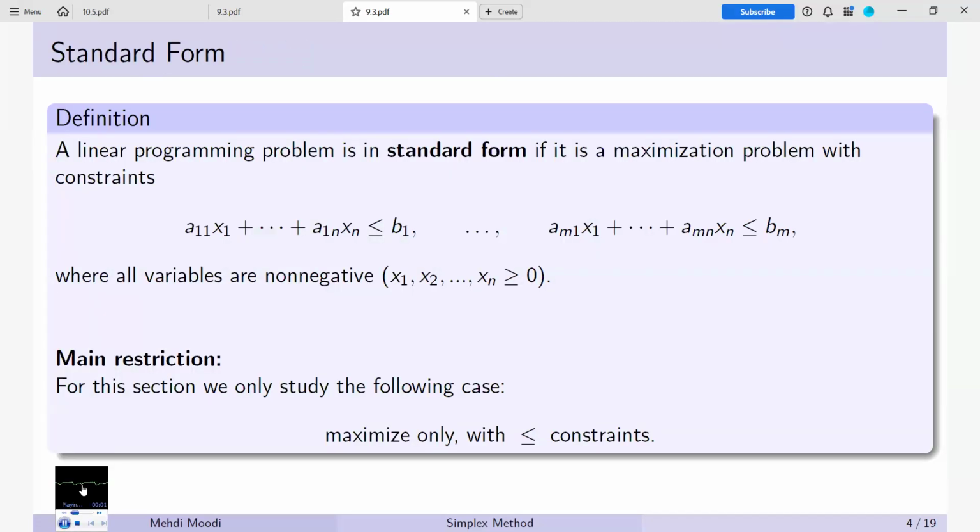This slide explains standard form. In this section, we only work with maximization problems where all constraints are less than or equal to and all variables are non-negative. In other words, we study the most basic form for now.